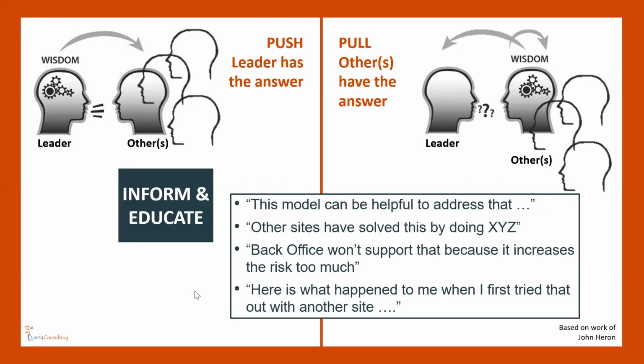Let's move to inform, educate. So this is pushing through illumination, suggesting a model you've used before, telling stories about what other people are doing, giving your sense of what people might think, like the back office won't support that because it increases the risk. Here's what happened to me when, here's what I've tried. Here's more of the information I know. You're putting a light on for people, giving them more information and education, more context, maybe even ideas, stories.